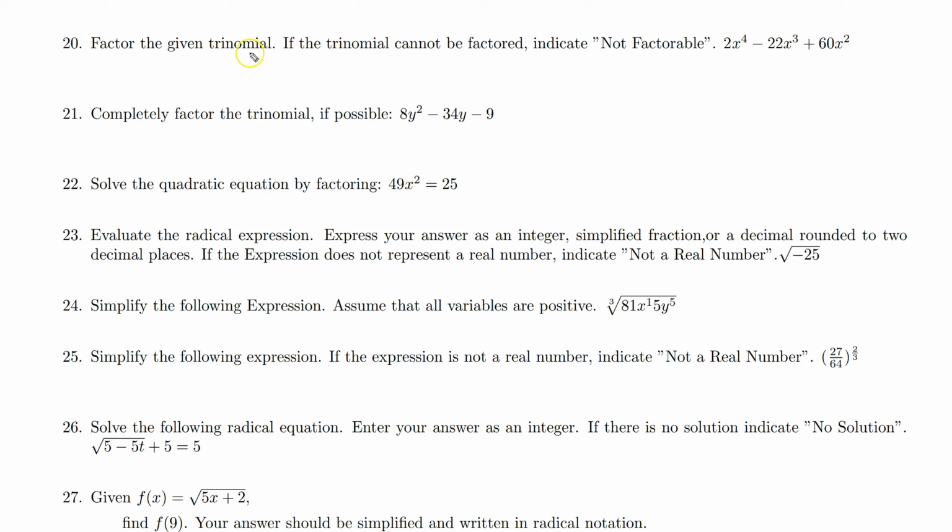So factor the given trinomial. Now, generally speaking, I haven't found any that were not factorable, so try not to use that except as a super last resort. So I know I can take a 2 out of each one. I can take a 2x out of each one. So I take out the greatest common factor. And this will give me x squared minus 11x plus 30.